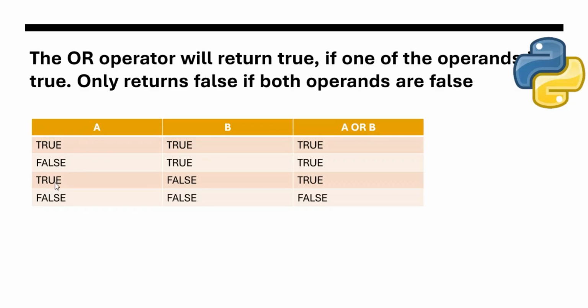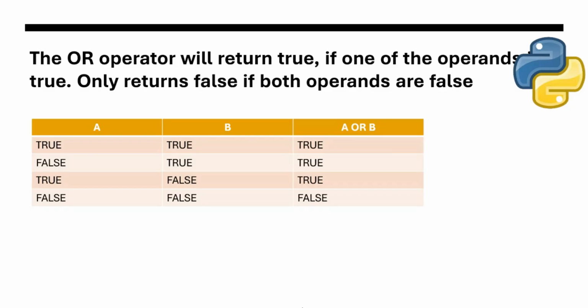Then A is true, B is false. For A or B, the result is true. Then A is a false value, B is a false value. Then A or B is false. So in conclusion, when one component or one of the variables is true, then the result is true. When both are false, then the result is false.